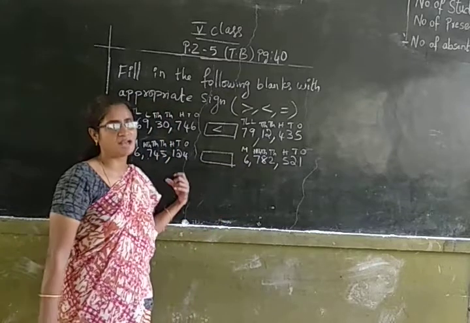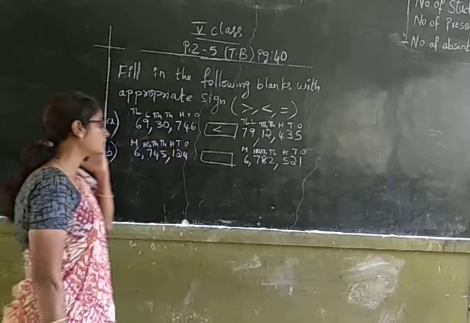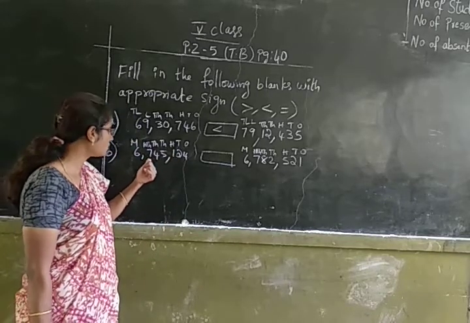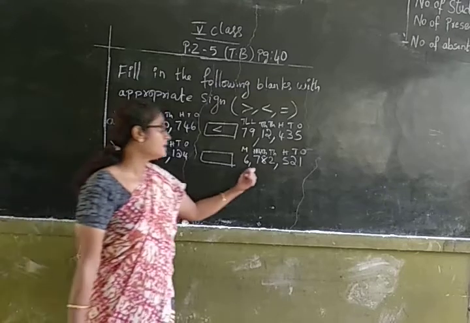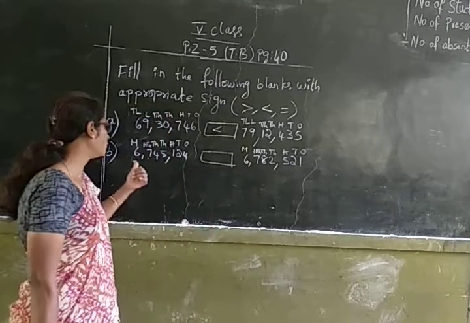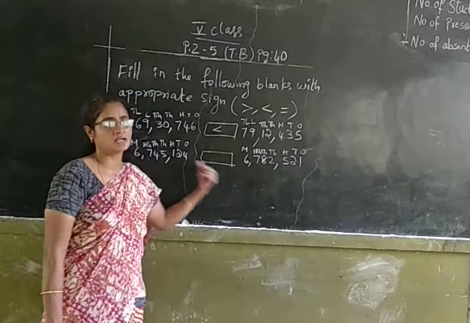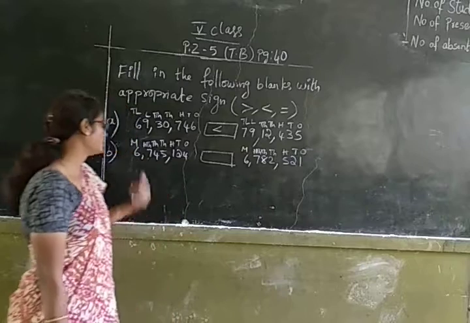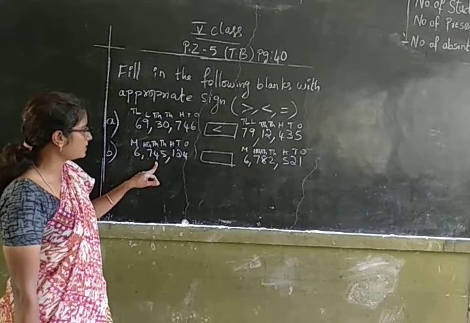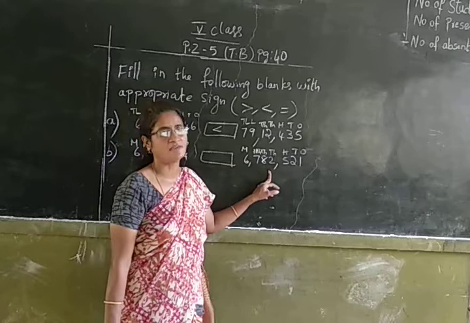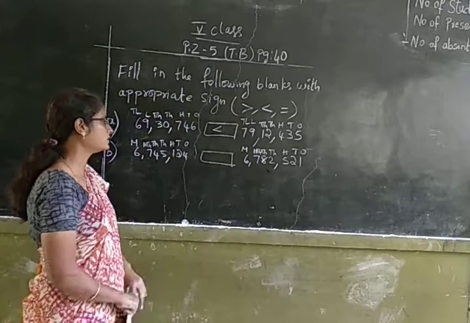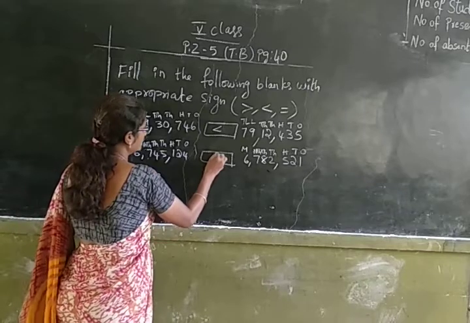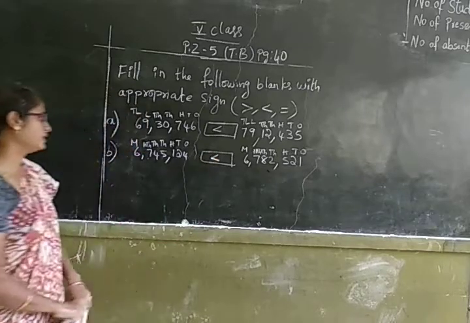Since both the numbers are having same numbers in millions place, let us move to the next place, which is 100,000s place. In 100,000s place, this number is having 7 and this number is having 7. Since both are same, let us move to the 10,000s place. In 10,000s place, this number is having 4 and this number is having 8. You all know that 8 is greater than 4. So the first number is lesser than the second number.